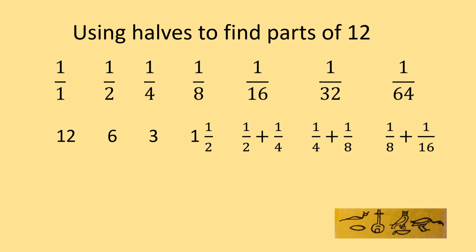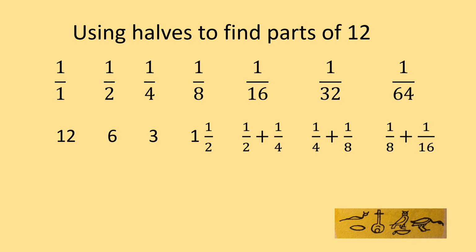We have 1/2 plus 1/4, which is 12 divided by 16. And then we have 1/4 plus 1/8, which is 12 divided by 32. And 1/8 plus 1/16, which is 12 divided by 64. Going from left to right, we start with 12, then half of 12 to get 6, half of 6 to get 3. Half of 3 gives us 1 and 1/2.